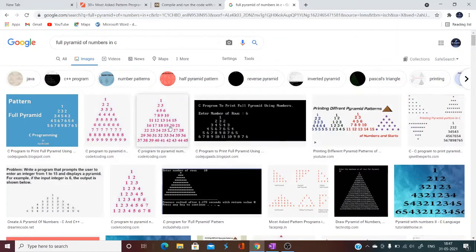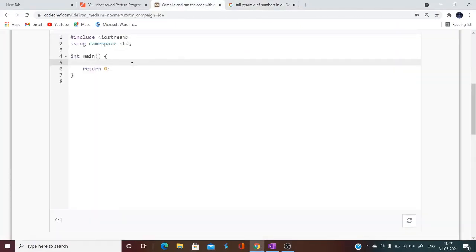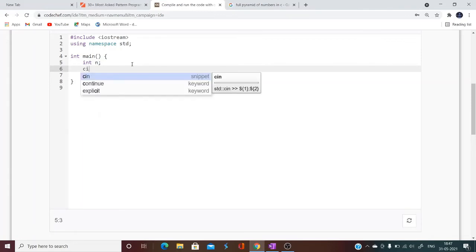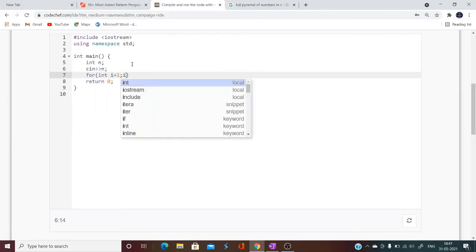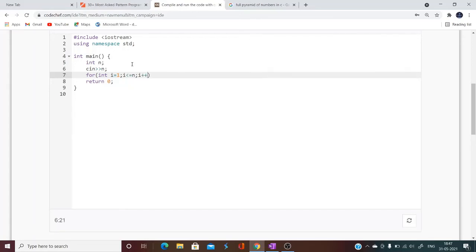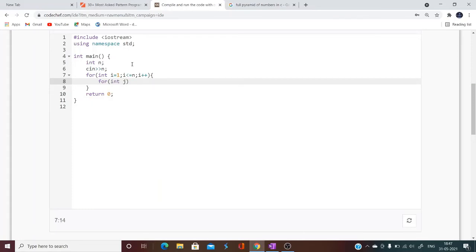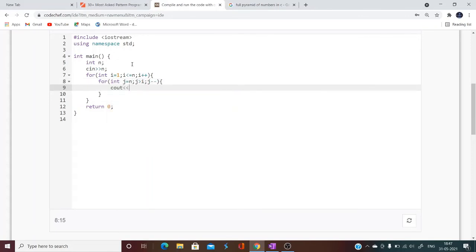Now we'll write the code. We'll write the code like int n, and I'll take the input from the user with cin. Then for int i equal to 1, i less than or equal to n, i plus plus. Then for int j, for printing spaces, j equal to n, I have initialized with n, and j greater than i, j minus minus, sorry, and I am printing the spaces.